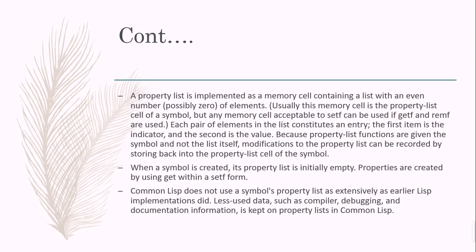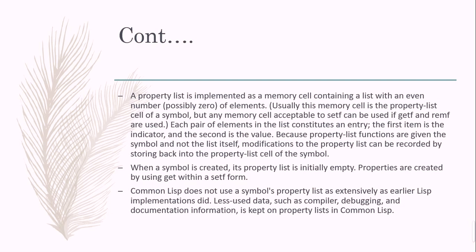The property list is implemented as a memory cell containing a list with an even number, possibly 0, of elements. Usually this memory cell is the property list cell of a symbol, but any memory cell acceptable to setf can be used with getf and remf. Each pair of elements in the list constitutes an entry.